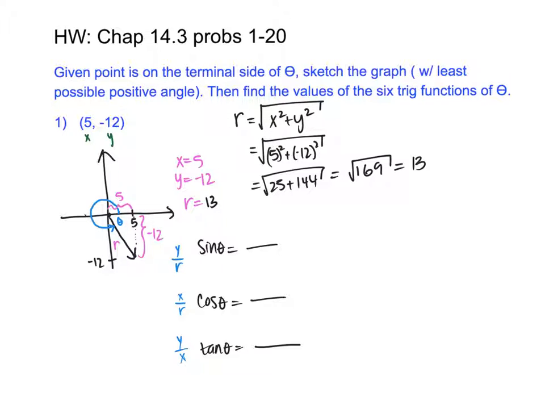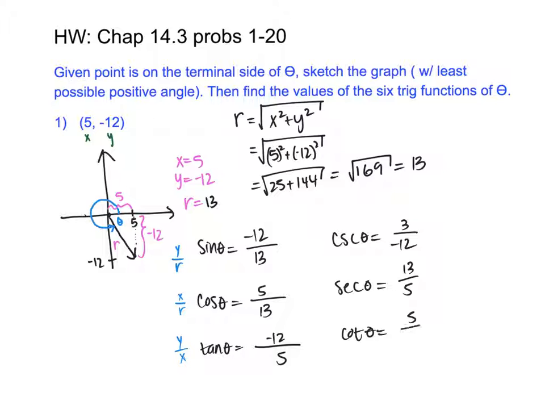So what we're going to do is get our y, which is negative 12. So that's going to be negative 12 over our radius, which is 13. Our cosine is x first on top, so 5 over 13. And our tangent is going to be negative 12, or y over x, which is 5. And so now if I want the reciprocals, cosecant, secant, and cotangent, that's going to be 13 over negative 12, 13 over 5, and 5 over negative 12.